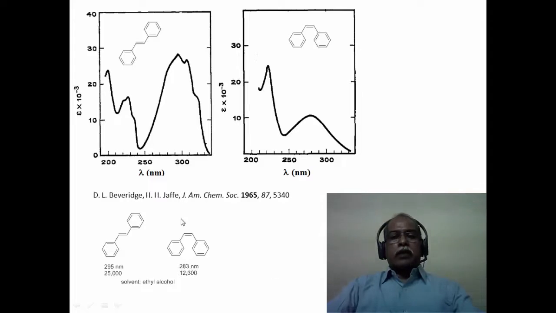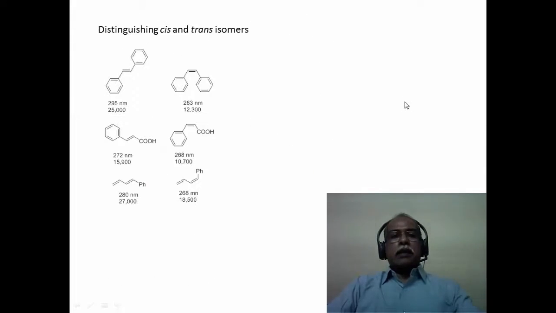So essentially, if both the isomers are available, then one can distinguish by comparing the two spectra of these compounds. The one that absorbs in the longer wavelength region would be the trans isomer. The one that absorbs at the lower wavelength region will be the cis isomer in this particular case. The cis-trans isomerism distinction is clearly seen in the case of stilbene.